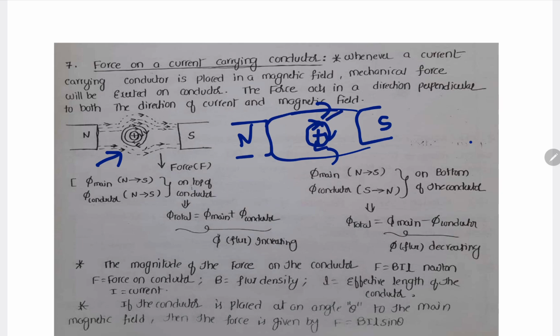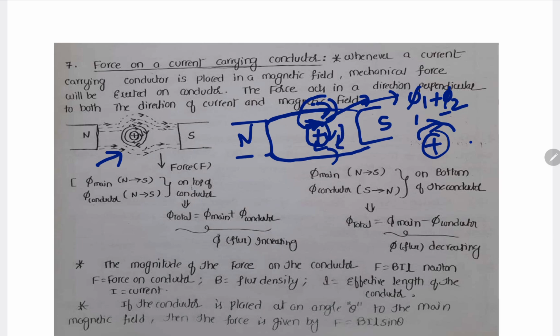So on the top of the conductor, the main field flux and the flux developed by the conductor both are in the same direction, left to right. So both fluxes get added, phi 1 plus phi 2. Let us say phi 1 is the main field flux that is flowing from north pole to south pole. Phi 2 is nothing but the flux developed by this conductor.